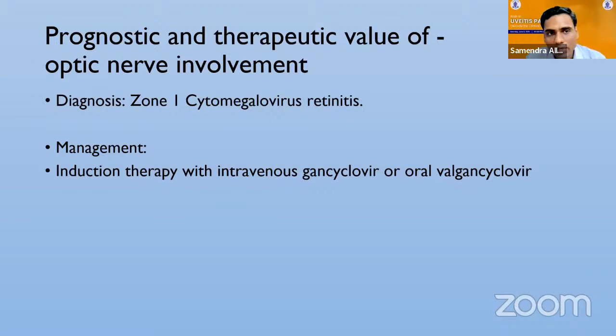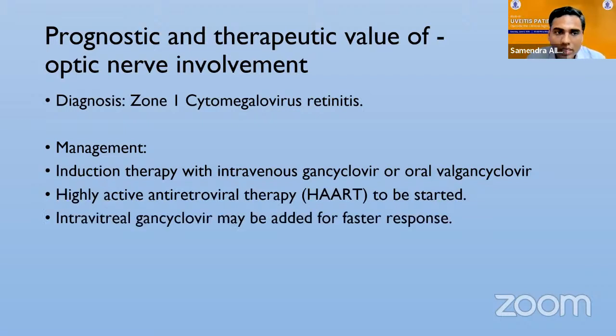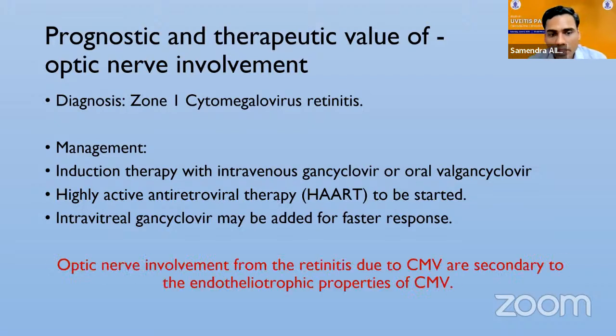So optic nerve head involvement to start with shows that it is a zone 1 CMV retinitis, and management is routine with induction therapy by intravenous ganciclovir or oral valganciclovir, HAART therapy, and intravitreal ganciclovir may be added for a faster response along with intravenous therapy. Now, optic nerve involvement from retinitis due to CMV is secondary to endotheliotropic properties of CMV.